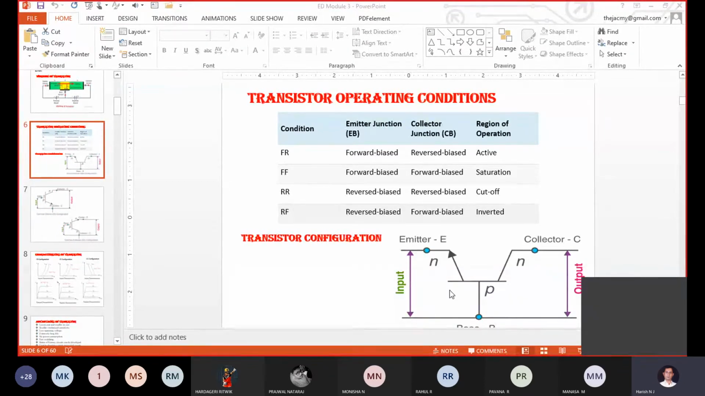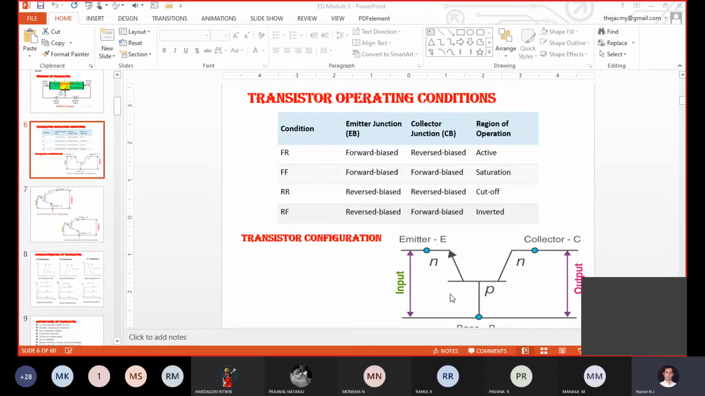So now tell me, in this configuration, which is the output current and which is the input current? In the common base configuration, which is the output current and which is the input current? Left hand side is your input port, right hand side is your output port. Emitter current is the input current, collector current is the output current, right? Easily you can distinguish in the configuration, correct? So input current is the emitter current, output current is the collector current, because the right side is the output port, left side is the input port.